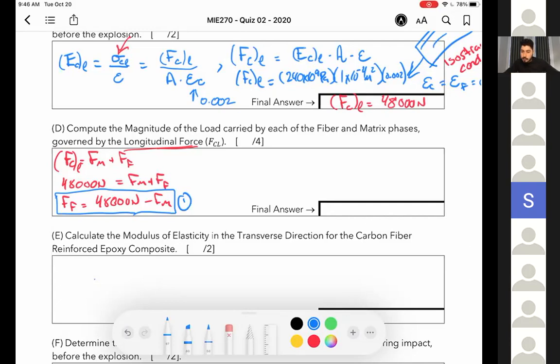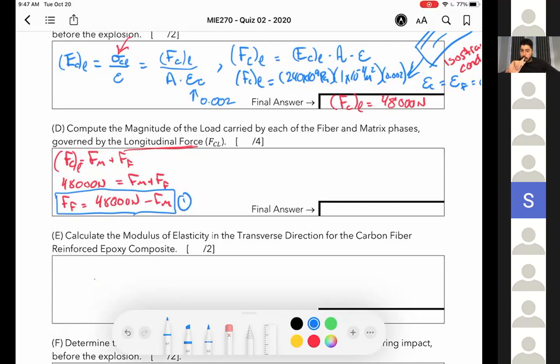Why can't you do force of the composite equals strain times modulus times area times volume fraction? That's a good question. Substitute those values in and let me know what you get, because this might be one of those scenarios where you can have 2 possible solutions and they'll be slightly different. So plug in the values, I'm curious. But the way I solved it, you need 2 equations, 2 unknowns, because that's the way your textbook solved it. Well, not this problem, but a similar problem.